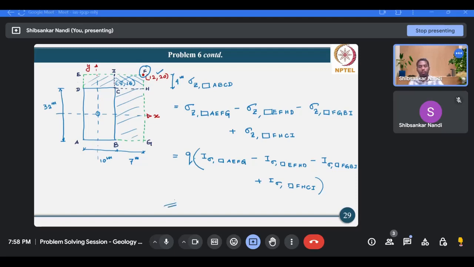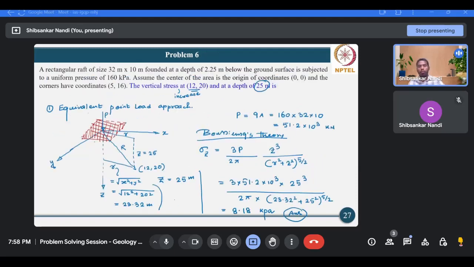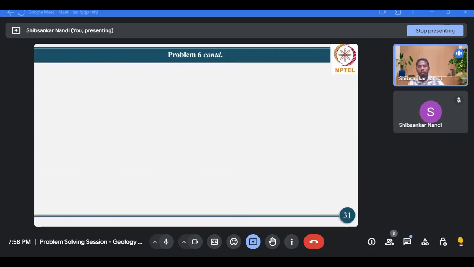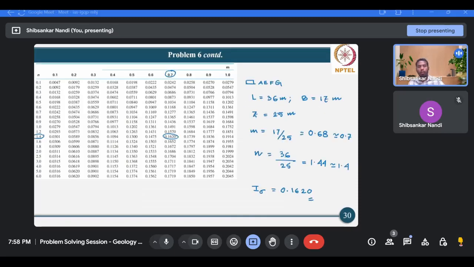And I hope you will be getting the value somehow close to this, 8.1. So I am not solving this problem anymore, I am leaving it up to you.